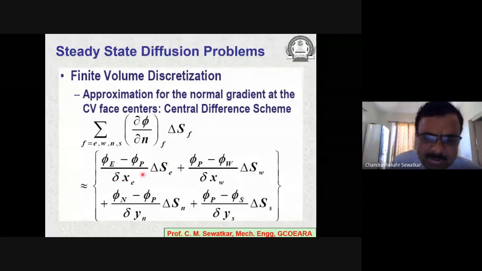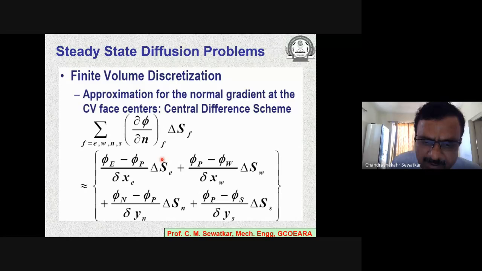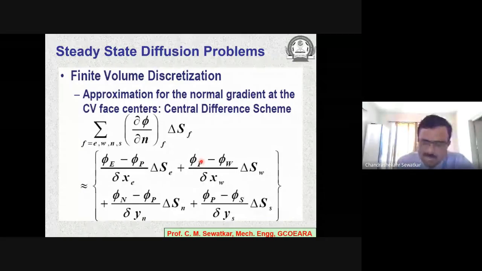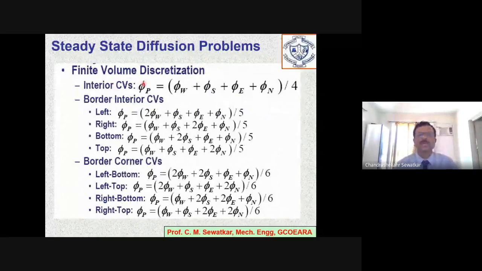I can cancel out because the distance between neighboring cell centers and the area, this quantity is the same in this particular case. If it is a non-uniform grid, then we cannot cancel out, but presently we can cancel out. If we cancel it out, and if we equate this quantity with 0, we can obtain the expression for phi p. And obtaining the solution for phi p is our objective. So phi p for interior control volumes can be simply written as phi w plus phi s plus phi e plus phi n divided by 4.